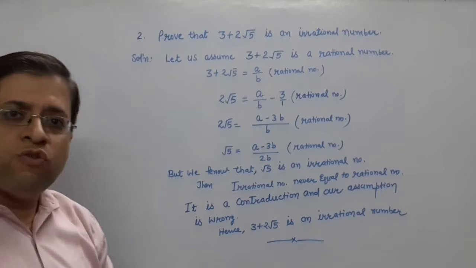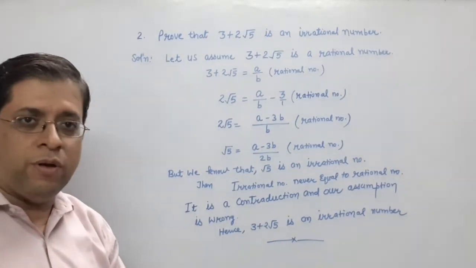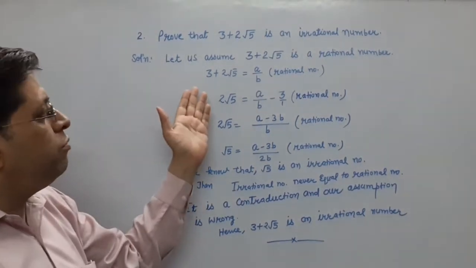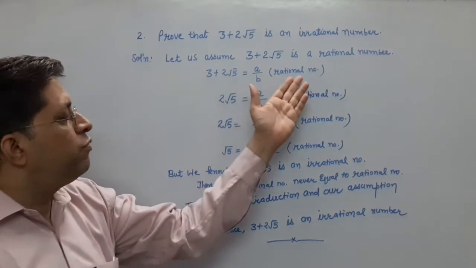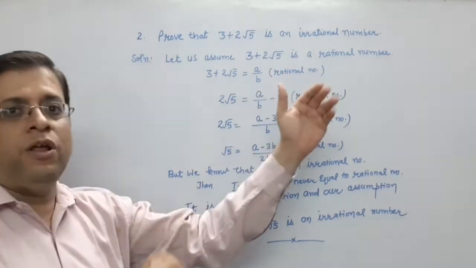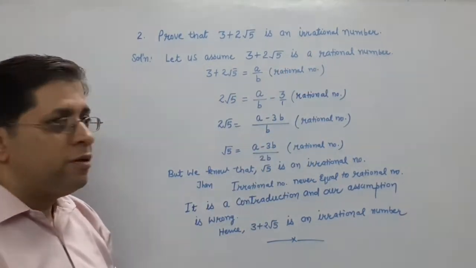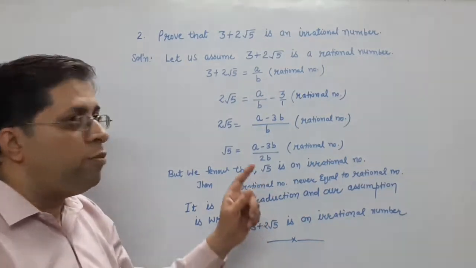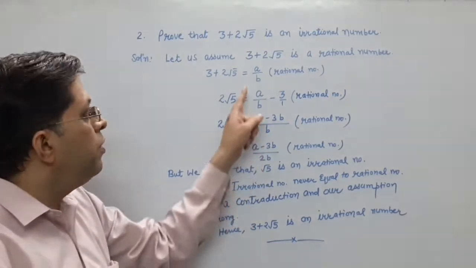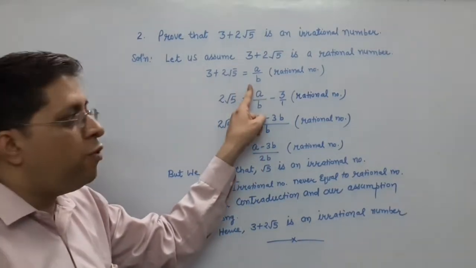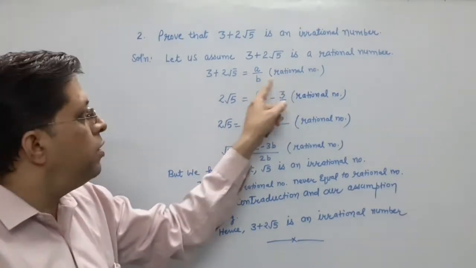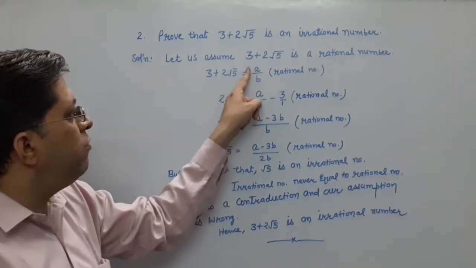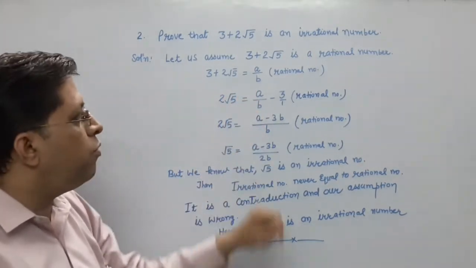Prove that 3 plus 2 root 5 is an irrational number. Let us assume that 3 plus 2 root 5 is a rational number. If it is a rational number, then we can represent it in p upon q form or a upon b form. So 3 plus 2 root 5 is equal to a upon b.